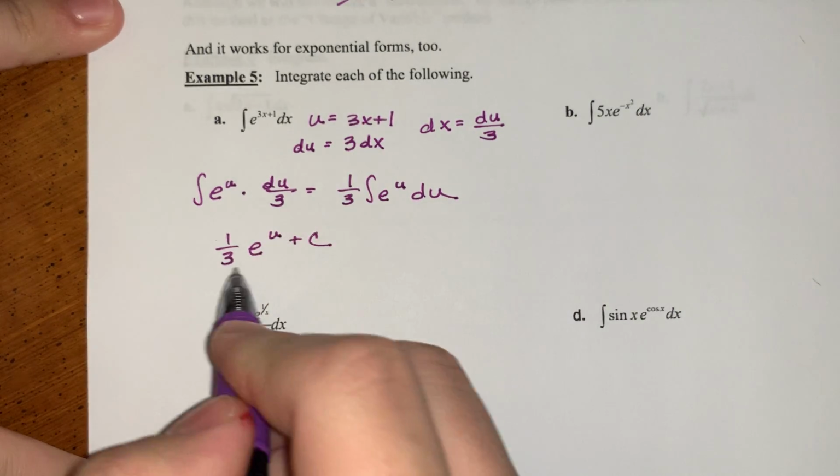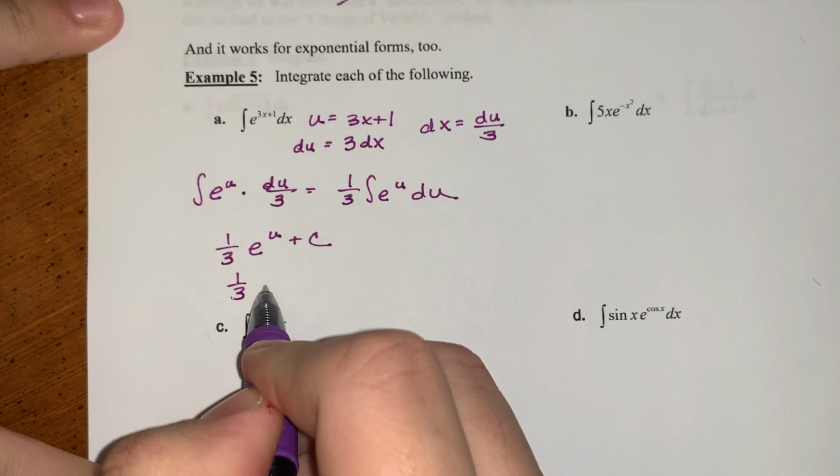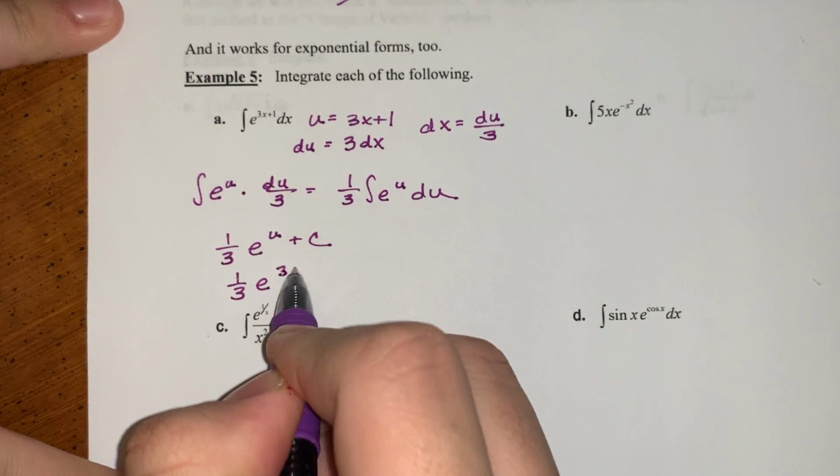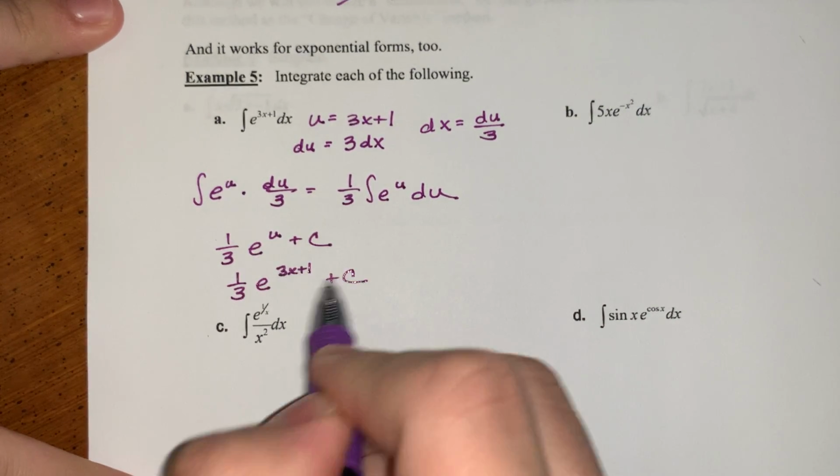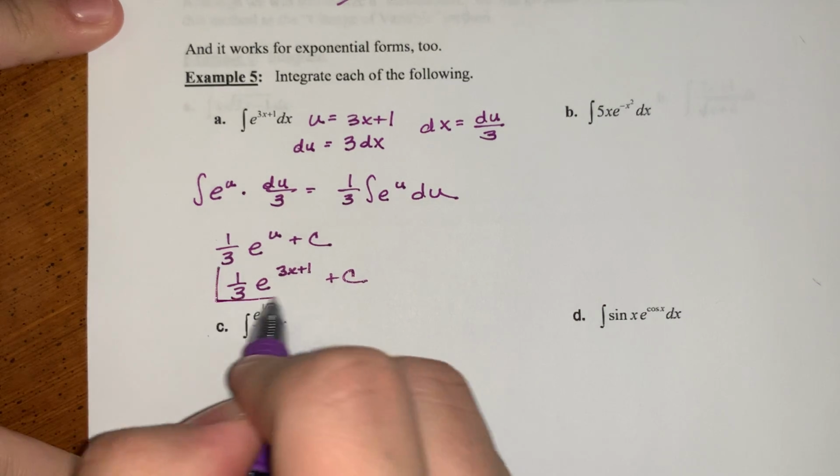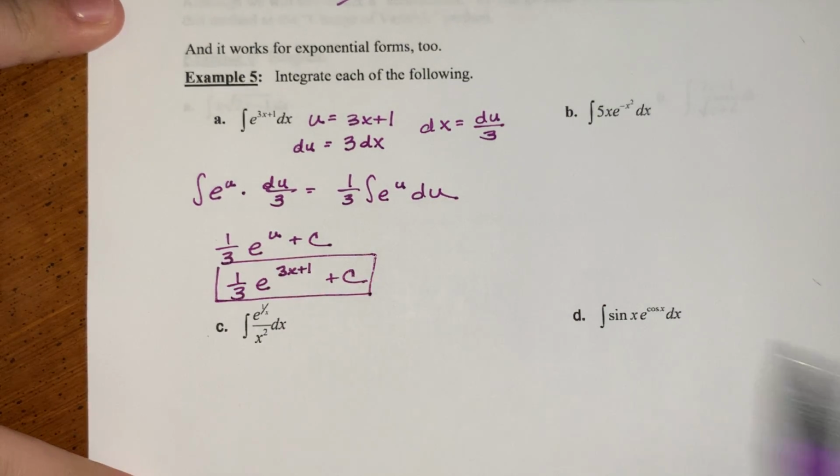Substitute back in our u from before. So it'll be 1/3 e to the 3x plus 1 plus c. And there you go. That's your final answer.